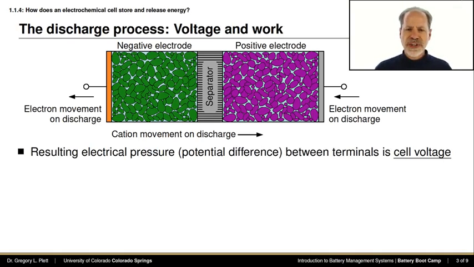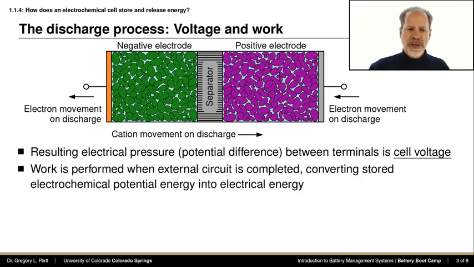Now, while the circuit exterior to the cell is not complete, there's still an electrical pressure that has built up because of this electrochemical potential energy that wants to be released to do work. And this electrical pressure is called electrical potential. There's a potential energy stored in the cell that causes the electrical potential difference between one electrode and the other. And this potential difference is actually something that can be measured with a voltmeter, and it's called the cell voltage. When the external circuit is completed and electrons are free to flow from the negative electrode through the circuit to the positive electrode, then work can be done in the external circuit.